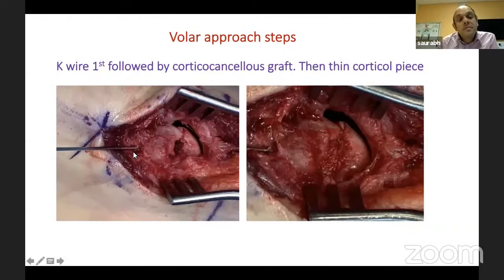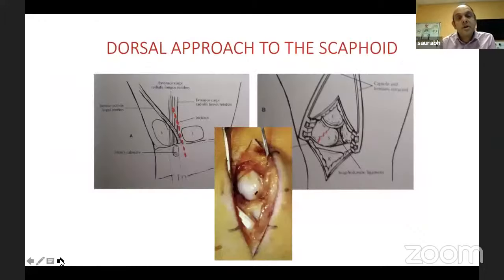And then the next little tip is put your wire first. Check it in the four views. Your wire should be centered in the scaphoid. The reason being, if you put your graft first, then start putting a wire, and you need 3 or 4 attempts, then that graft can all disperse. So always wire first, keep that gap, check the x-rays, then lots of cancellous chips and a very thin cortical piece, followed by any variable screw that you have on your shelf. Then of course, check your x-rays. So that's your volar approach for a waist.